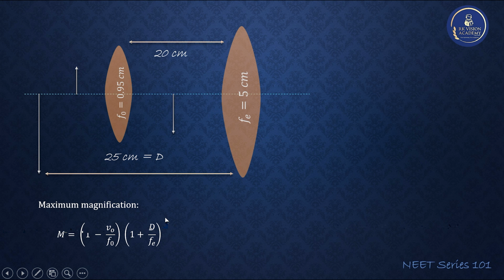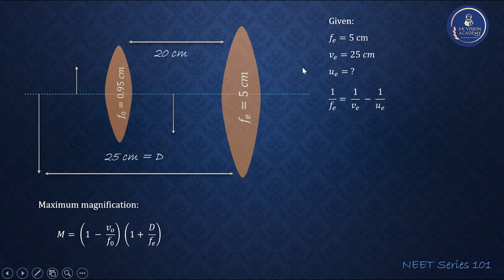What do we know? We have D, we have fE, the focal length of the eyepiece, we have f0, the focal length of the objective lens, but we don't have v0, which is this distance, right? But we have this 20 centimeter, the distance between the lenses. We have fE, and we also have vE. So what is given? We have fE, we have vE, and we need uE. So put in the lens formula.